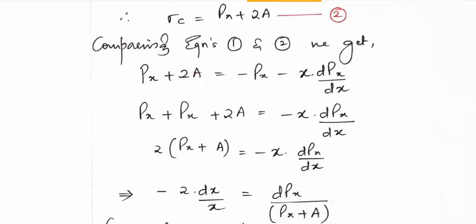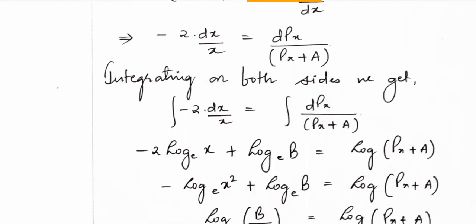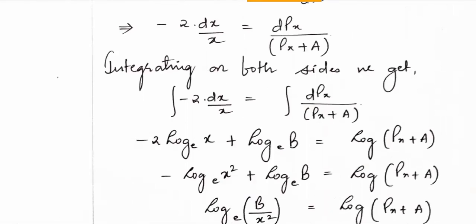Now, integrating these equations on both sides, what do we get? The integration of 1 by x is log x. So this is log x to the base e minus 2. I have kept it as it is. On the right hand side, the format is of 1 by x.